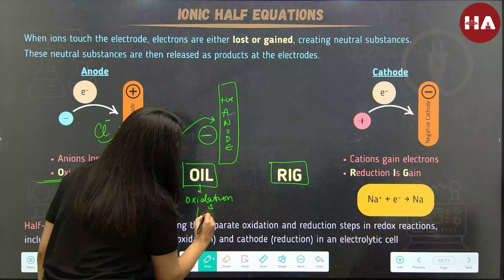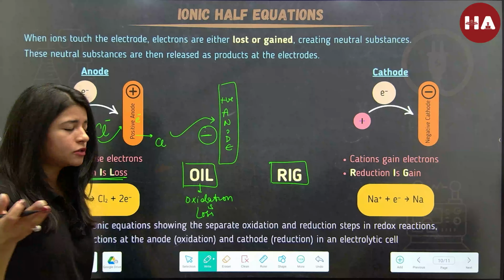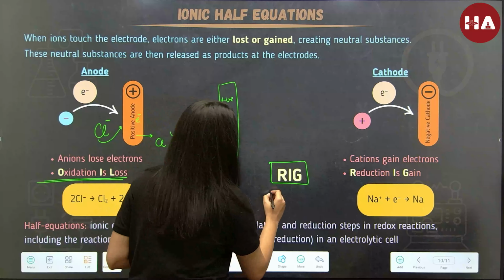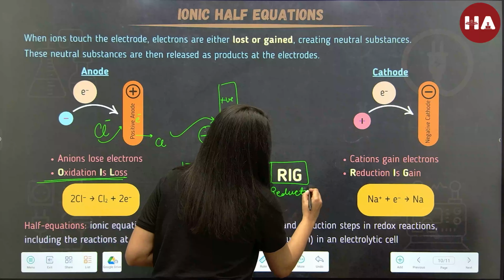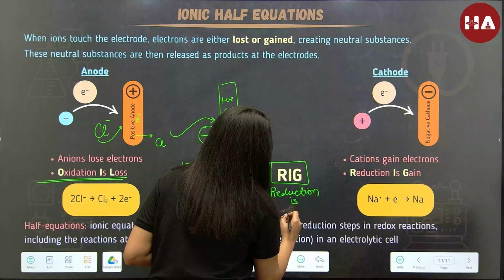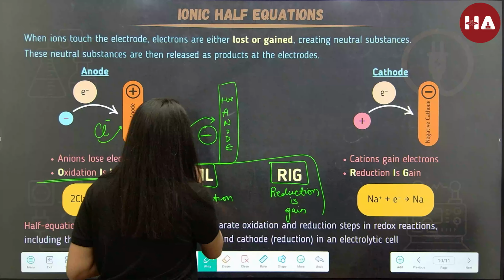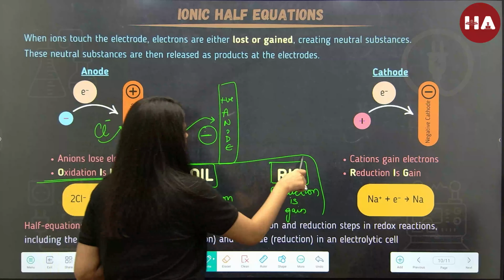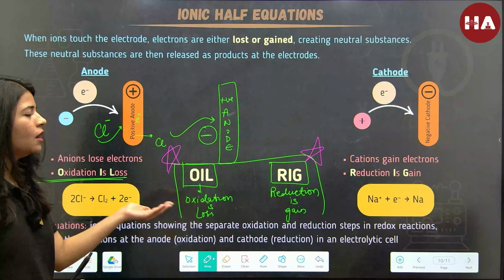So that you understand oxidation and reduction well before the coming chapters: oxidation is loss and reduction is gain. Okay, what is reduction? Reduction is gain of electrons, right? This is a mnemonic. You can write this and put a star over it, that it is important. This will help you to memorize it nicely.